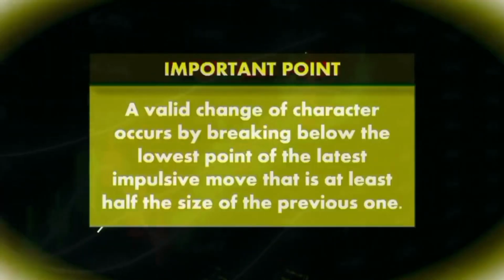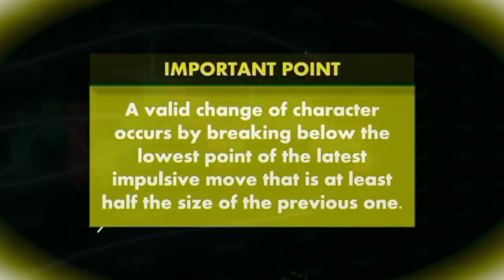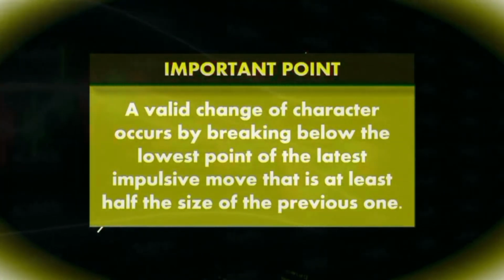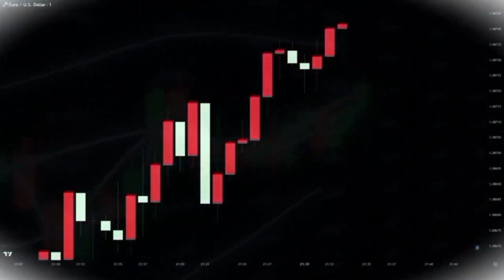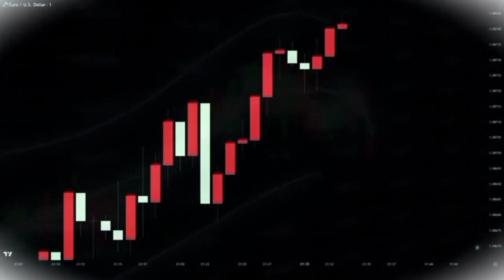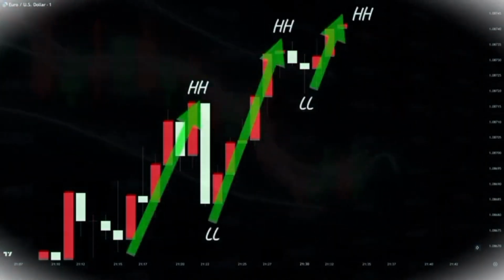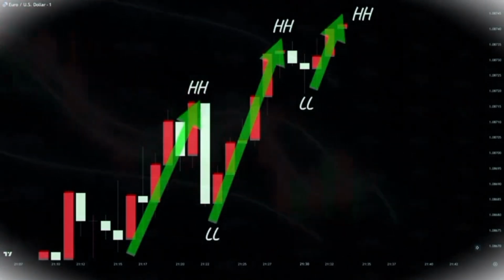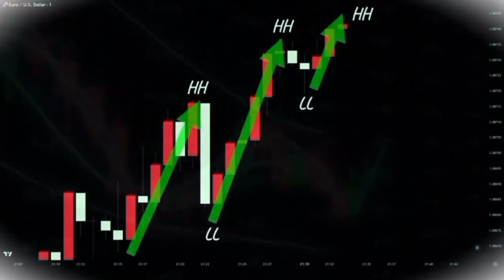So here is another rule for a change of character. A valid change of character occurs by breaking below the lowest point of the latest impulsive move, that is at least half the size of the previous one. For example, look at this chart. If we apply the concepts of market structure, we would have three impulsive moves like this. All of them have created a new high. So breaking below the source of each one is considered a change of character.